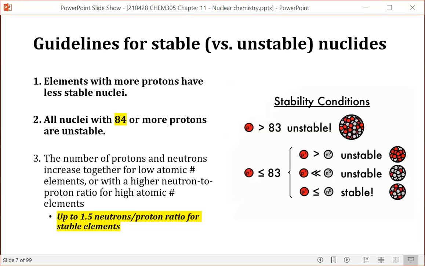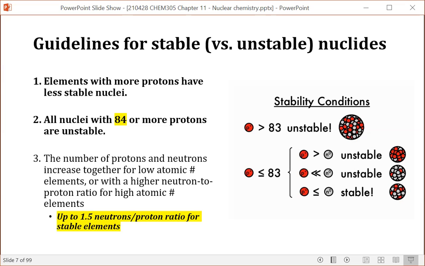So here are some guidelines for how to figure out if an atom or an element is likely to be stable or unstable in terms of its nucleus. In general, elements that have more protons are less stable. They have less stable nuclei. This is because you're cramming all those protons into a teeny tiny space inside the nucleus. If you remember the size comparison, a nucleus is like the size of a penny inside a professional sized baseball stadium, in terms of the size of the nucleus compared to the size of the electron cloud. So you have all these protons crammed inside a teeny tiny nucleus.